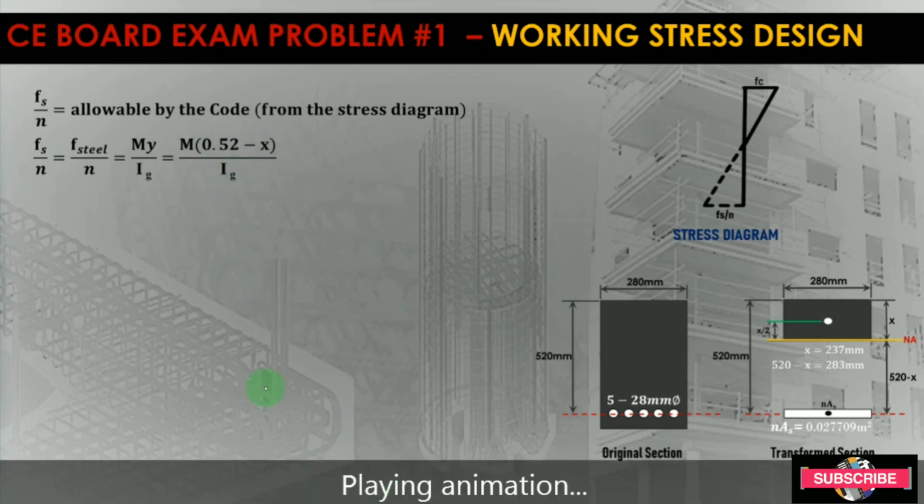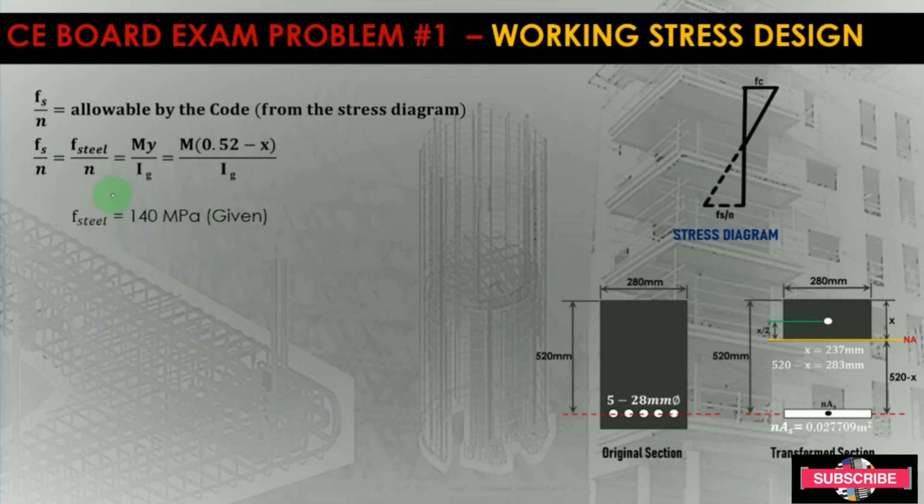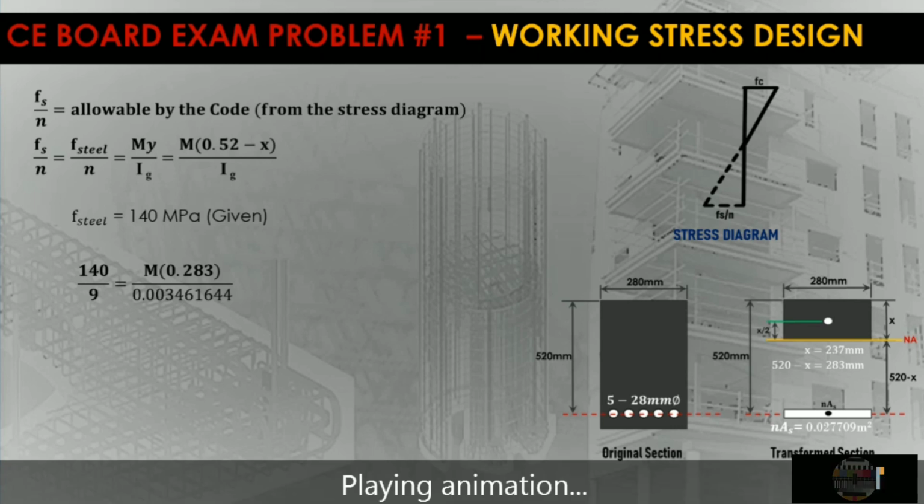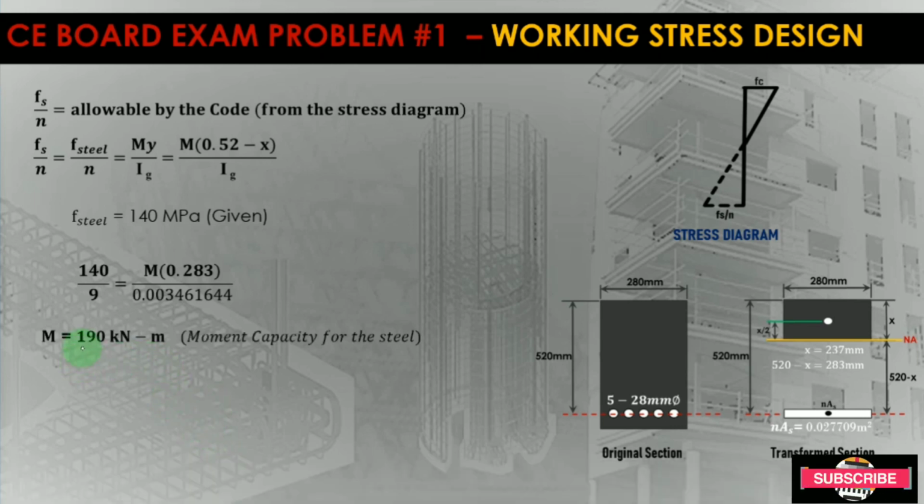And substituting, we have this value of Fs, which is equal now to the F of your steel, which is 140 megapascal as given in the problem. So by substituting the value here, and the n is 9, the only unknown parameter that we can get here is the M, which is the moment capacity of the steel section. Okay, so we have now this value of our M, which is equal now to 190 kilonewton meter, and this is the moment capacity for the steel section.